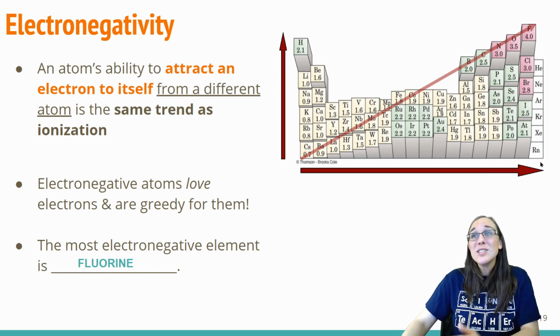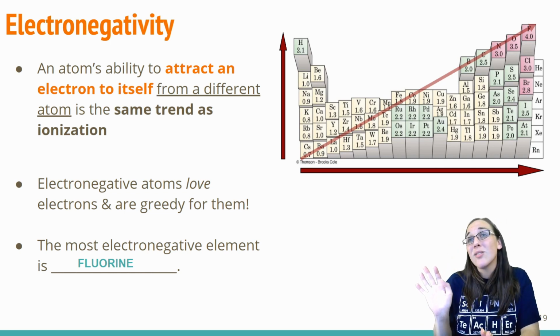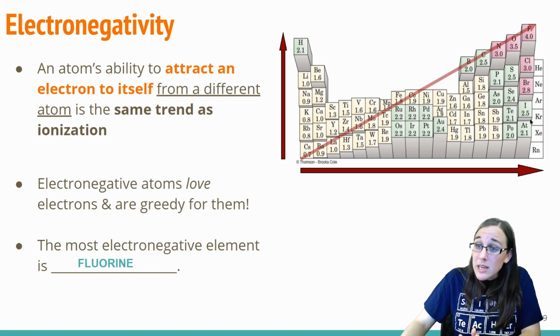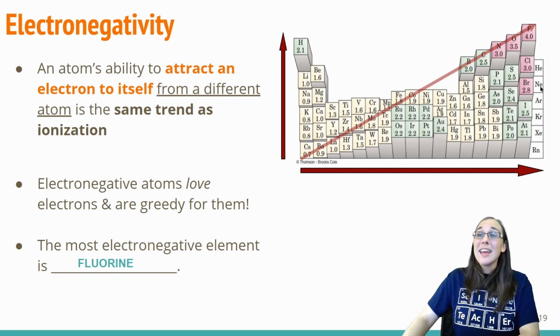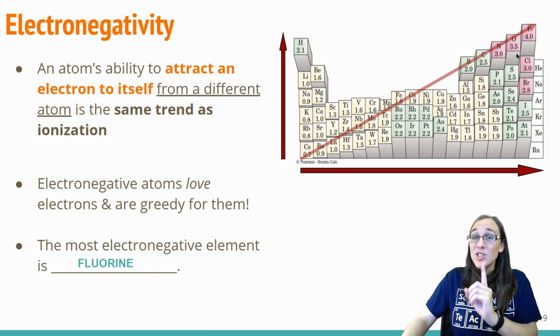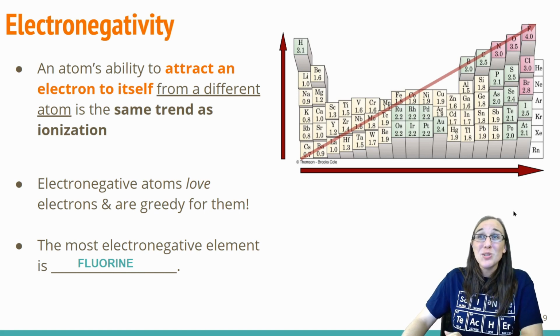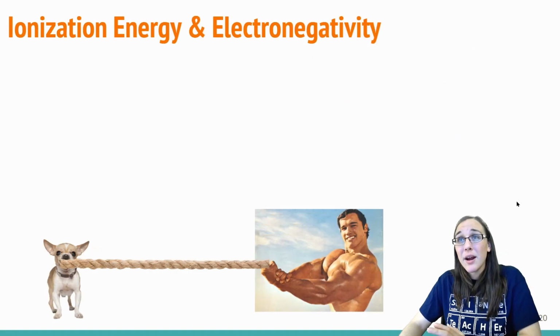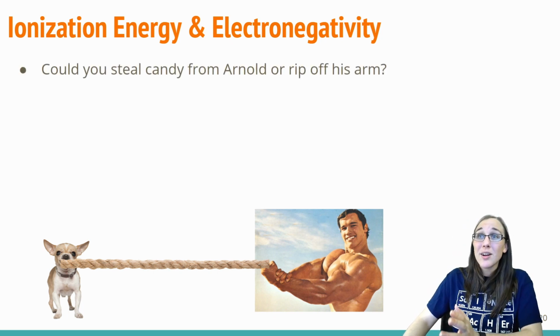It's not going to be greedy for someone else's electrons because it's already snobby and completely content with its life the way it is. Whereas fluorine right here is a part of that halogen family, the halogen group, and it does want to steal someone's electron. It needs to steal just one to be like the noble gases. And so it will do anything to do that. That's its electronegativity. So let's compare now ionization energy and electronegativity, how these two kind of go hand in hand.